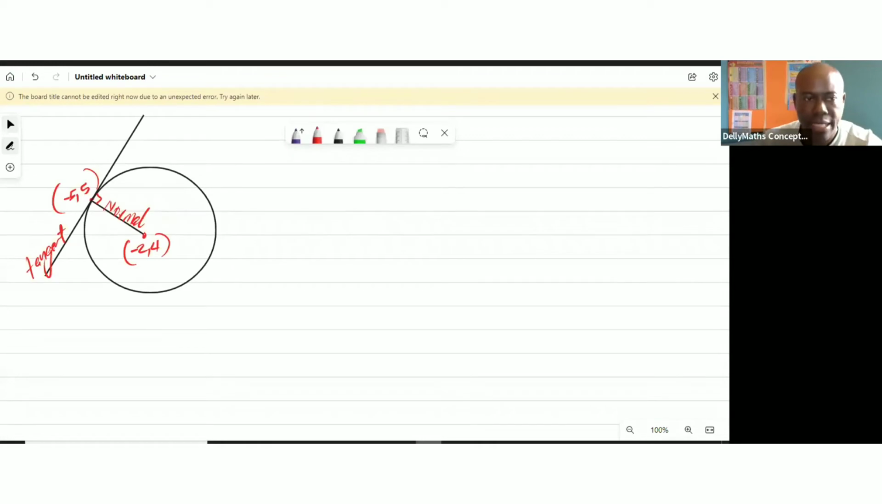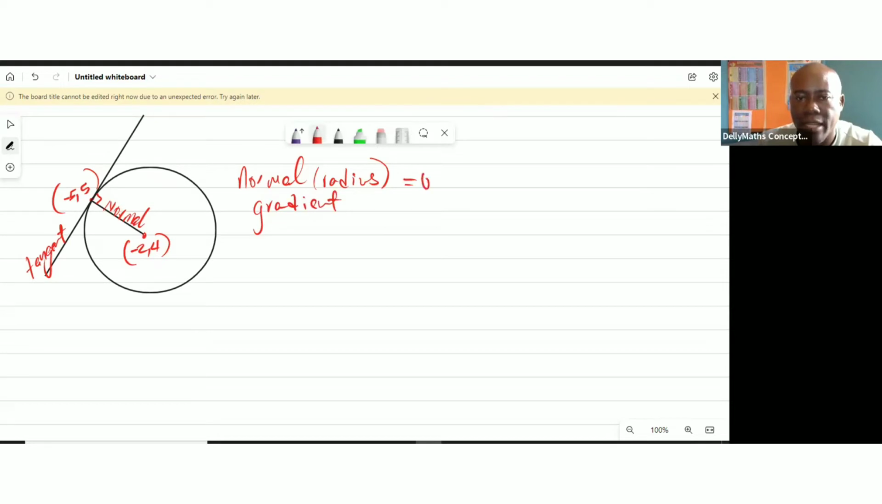Determine the equation of the tangent to the circle at the point -5, 5. We want to find the equation of the tangent, but guess what? We have the center and we have the point of tangency. Therefore, what we're going to do, I classified it as a normal. So the normal is my radius. And I can find the gradient of that. So we're going to find the gradient of that.